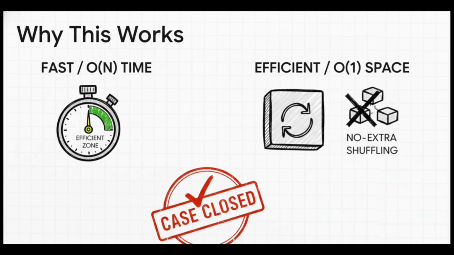So why did this clever method work so well? Well, first off, it's fast. I know it seems like we could be swapping forever, but each swap puts at least one number into its correct final home. So we're never going to do more than n swaps. That keeps us right inside our O(n) time limit. And second, it's so efficient. We did all that shuffling right there in the original array, without creating any extra lists. That satisfies our O(1) space rule. It's just this beautiful, elegant solution that follows all the rules.